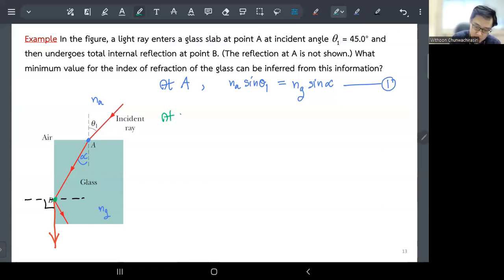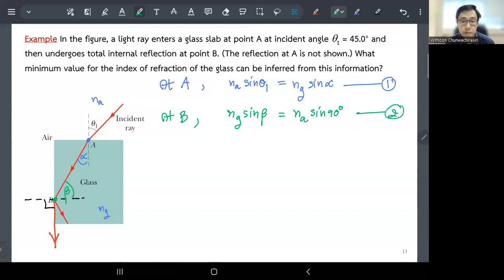So at B, now let's start from the glass out into the air. So glass is Ng. Let me call this beta, right? We always take the angle with respect to the normal line. So sine beta, that's the incident angle at point B, equal to, now you get out into the air once again, but then you take the condition that you start to get total internal reflection. So you take sine of 90 degrees. Cool. And you say this is equation number 2. Almost done, almost done.